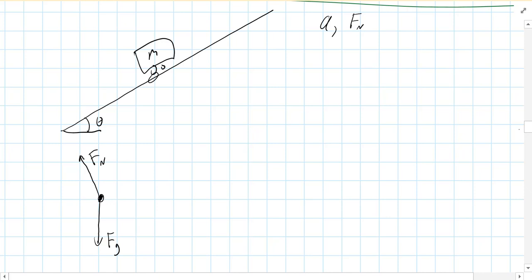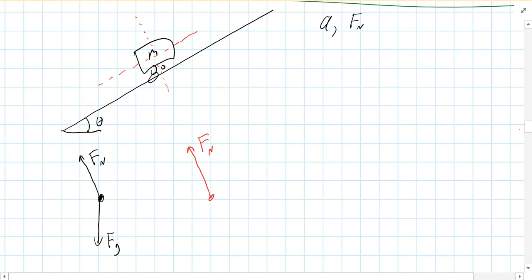Now, how would we break this down to actually solve a problem? And I'll do this in red. Okay, so again, we're going to look at parallel to and perpendicular to the motion. So parallel to the motion would be along the ramp, and perpendicular would be perpendicular to the ramp. Okay, well, Fn is already perpendicular to the ramp, so I don't have to do anything with that. The force of gravity, however, is not.